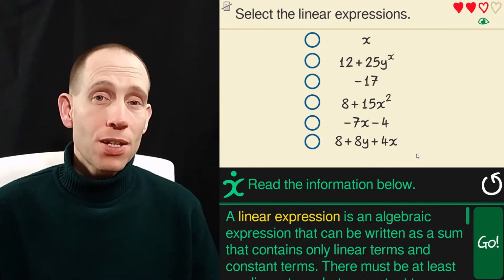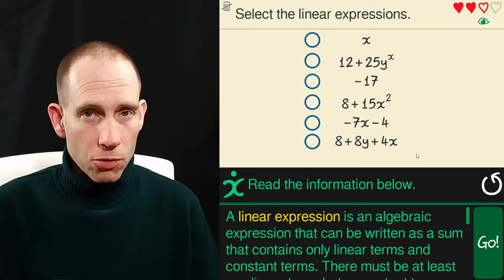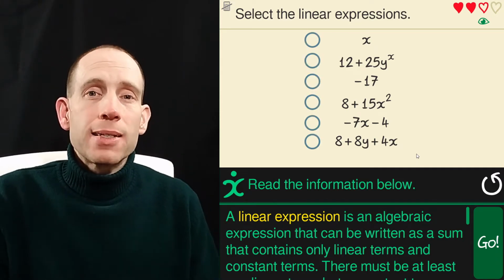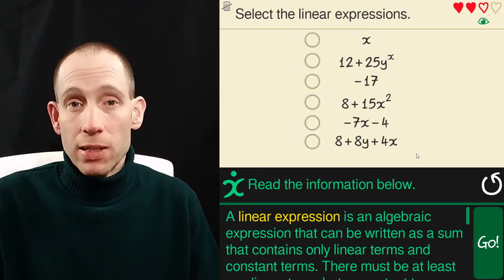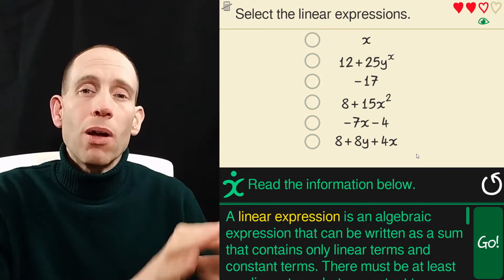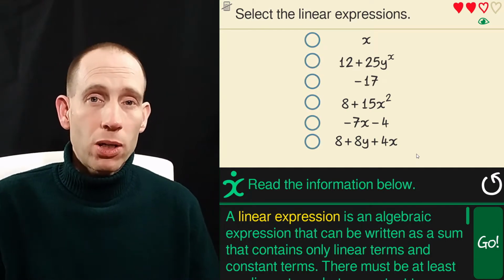So a linear expression is an expression or a sum that is an expression, that's made up just of linear terms and possibly constant terms as well. So we can have constant terms, we must have a linear term, we're not allowed anything else for a linear expression.